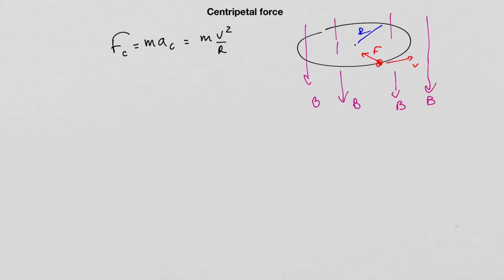However, we also know that the magnetic force, which is the centripetal force, is equal to the charge of the particle times the speed of the particle times the magnetic field magnitude. So those two expressions for the centripetal force can be used in combination to solve various problems about charged particles moving in magnetic fields.